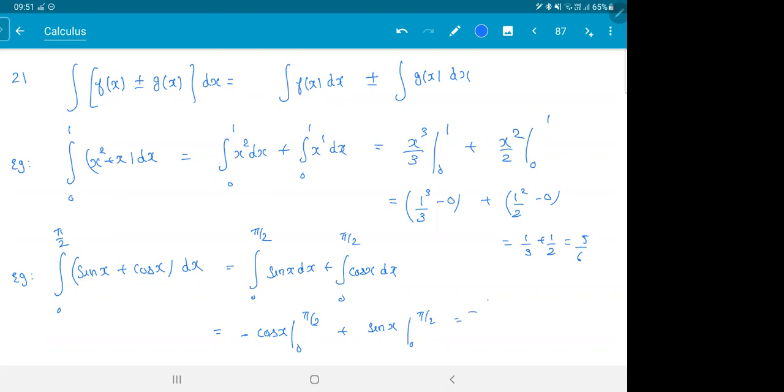Then substitute the values. That would be minus cos 90 minus cos 0 plus sin 90 minus sin 0. Cos 90 is 0, 0 minus 1, that is 1. This is 1.